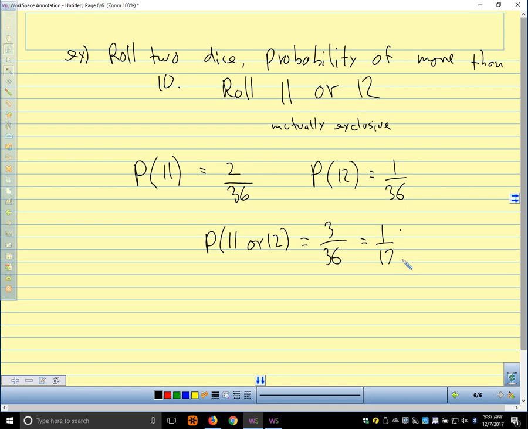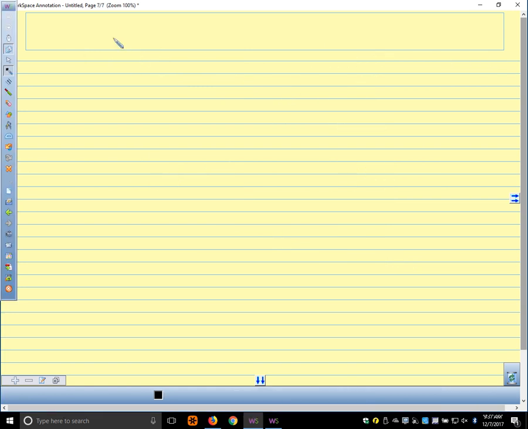All right, there's another way that we can combine probabilities. And that is if we have independent events.